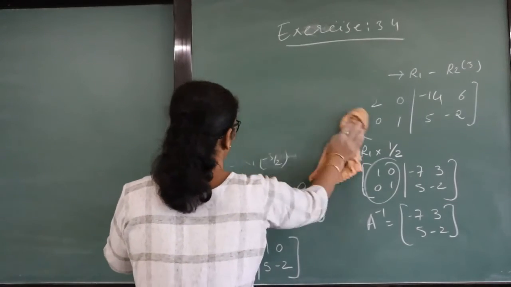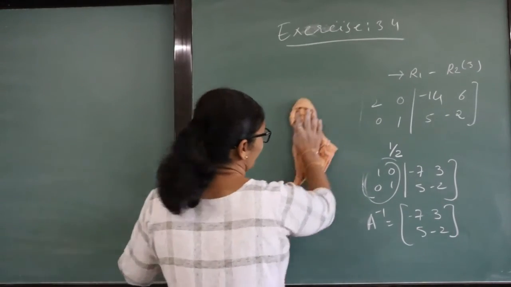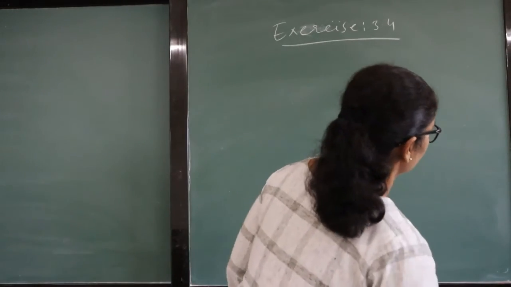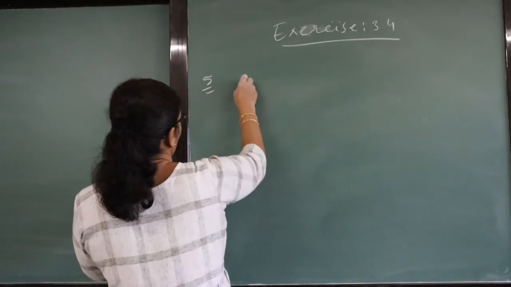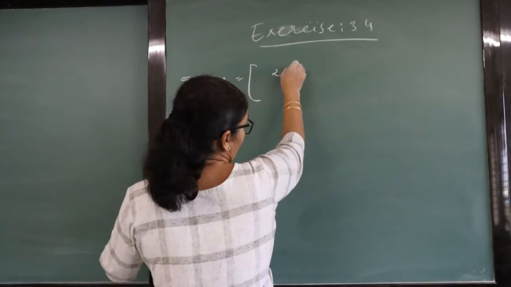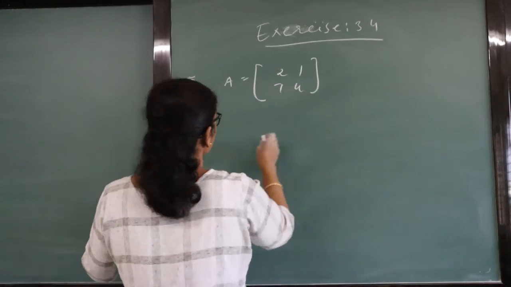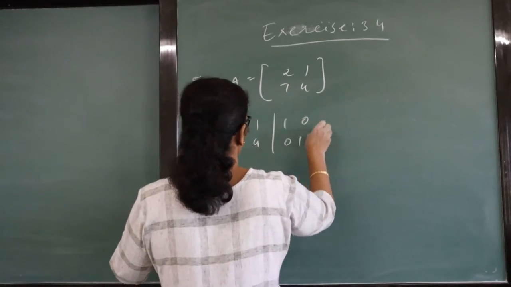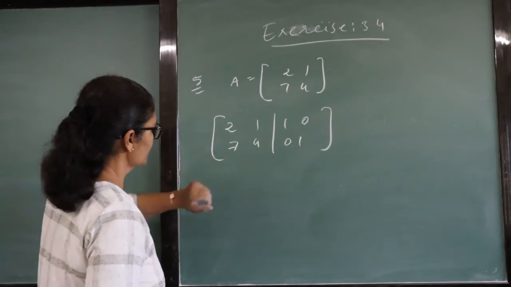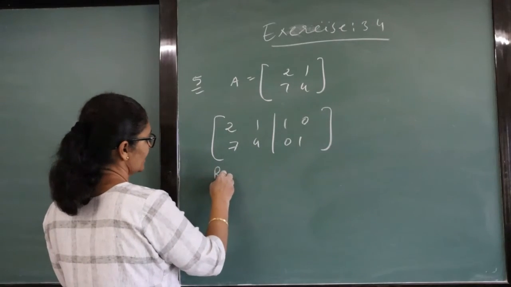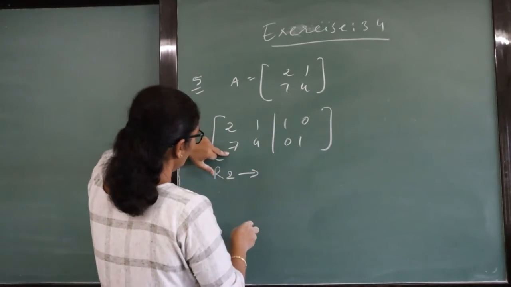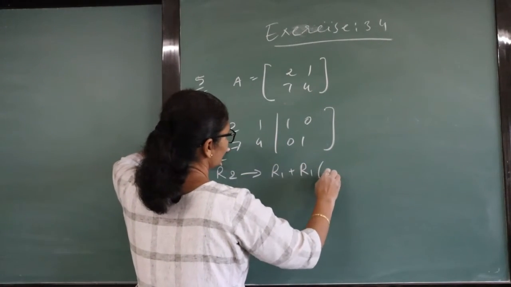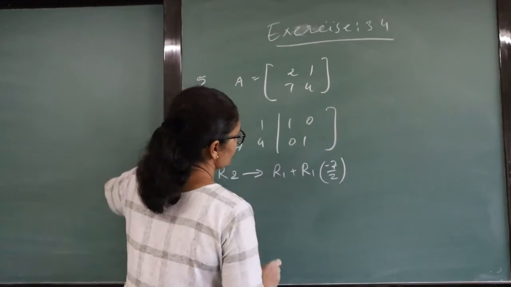Let's take one more question. Fifth question will be matrix A 2 1 7 4. So we can write 2 1 7 4 1 0 0 1. Okay, first we don't want 7 here. So what to do? Again same, we are making change in R2, using R1. Now what we will multiply? R1 first divided by 2 and then by 7.